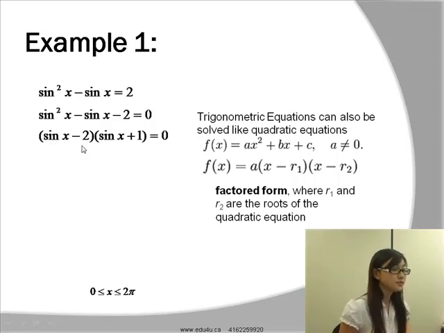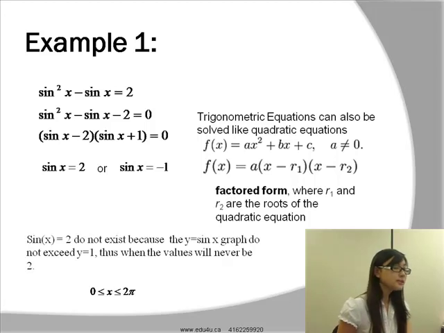So when we write it in factor form, we have (sine x minus 2) times (sine x plus 1) equals 0. r1 equals 2 and r2 equals negative 1. So these are the roots. We have sine x equals 2 or sine x equals negative 1.